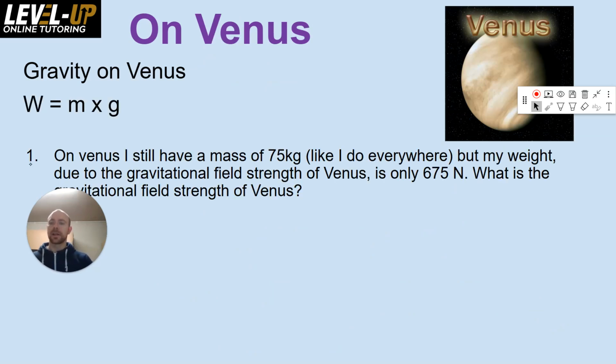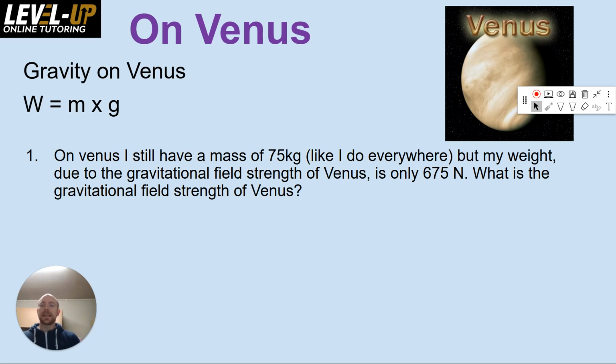So one final example here on Venus, just to work out the actual gravitational field strength on Venus. If we had an example here, on Venus, I still have a mass of 75 kilograms because that's my mass. It's not going to change. That's going to be the same everywhere. But my weight, due to the gravitational field strength of Venus, is only 675 newtons. What is the gravitational field strength of Venus?